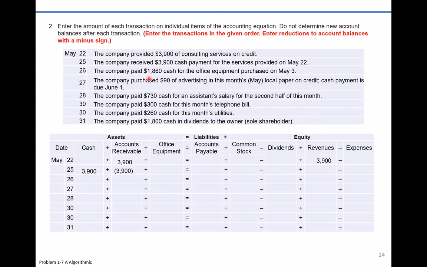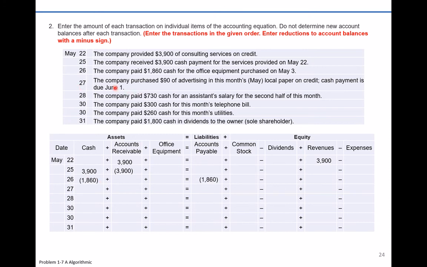The company paid $1,860 in cash for the office equipment purchased on May the 3rd. Okay, remember they purchased that office equipment on May the 3rd. They didn't give up any cash yet, but they did have the equipment. What they had was that account payable that we saw on the previous slide. Now that account payable is going to go away. We're going to put that in as a negative $1,860 to show that account payable being paid off. And what are they sacrificing to pay off that liability? Well, the company's sacrificing cash. So cash is going to go down $1,860 as well.